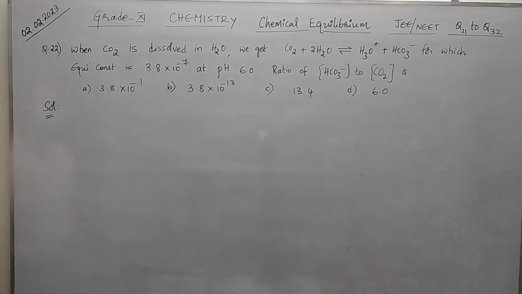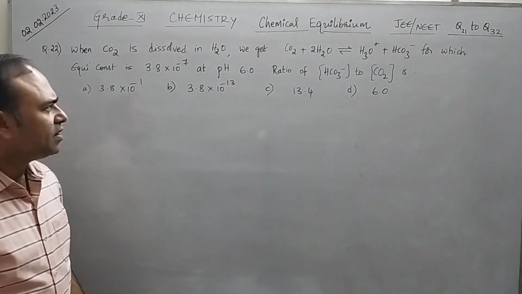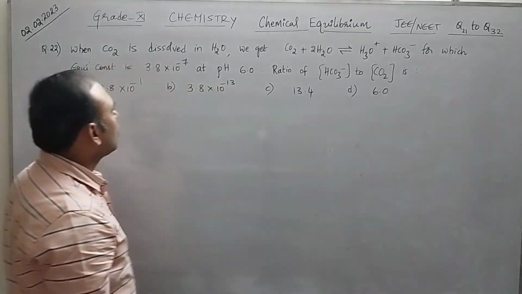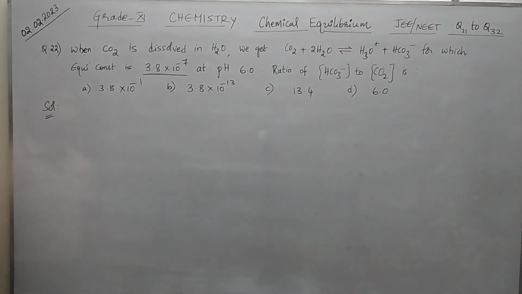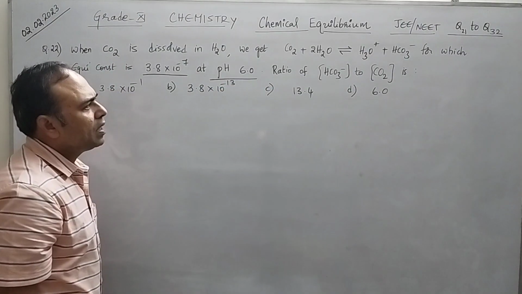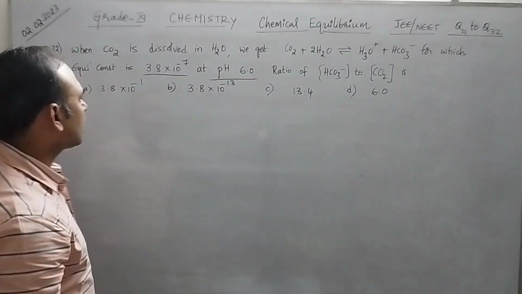Now question number 22, try to understand the question. When CO2 is dissolved in water, we get this equation, that is CO2 plus 2H2O gives hydronium ion plus bicarbonate ion, for which the equilibrium constant is 3.8 into 10 power minus 7 and the pH measured was 6. They are asking the ratio of bicarbonate to CO2 concentration.